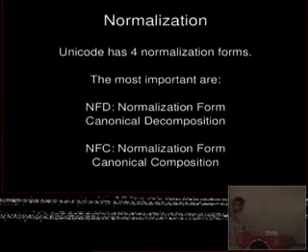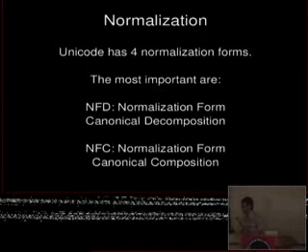So Unicode provides 4 normalization forms. The most important ones to know about are NFD, which is normalization form canonical decomposition. And I apologize, it's a mouthful. I'll just refer to NFD. Then there's NFC, normalization form canonical composition.